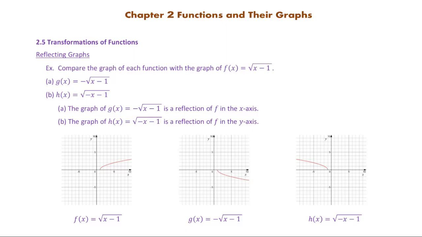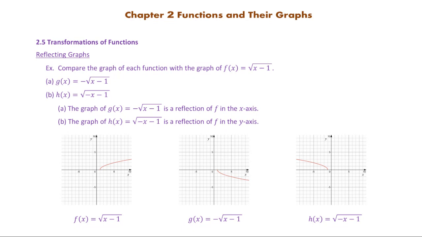Okay, last time we started 2.5 transformations of functions, but we didn't finish it. We talked about shift of graphs. You can shift the graph of a function up or down or left or right and get another function. And then we talked about reflecting graphs. You can reflect the graph of a function or relation through the x or y axis to get another relation. Okay, so we did one example of reflecting graphs.